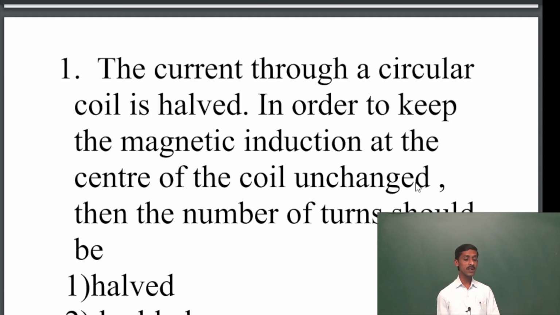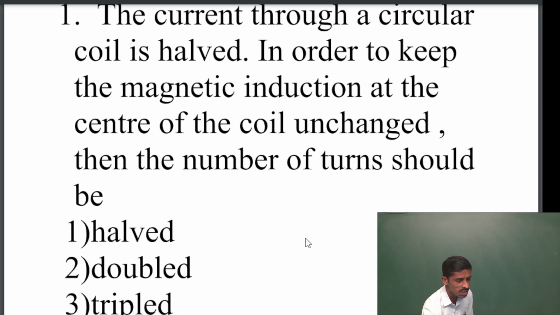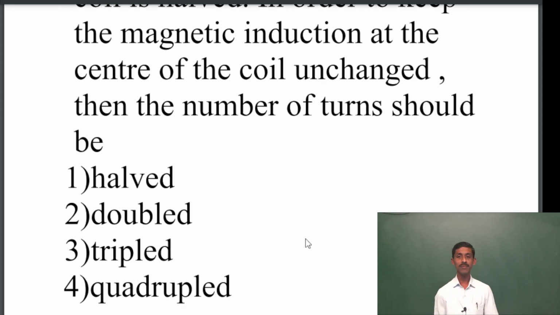See, first question: the current through a circular coil is halved. In order to keep the magnetic induction at the center of the coil unchanged, the number of turns should be? So the current in the circular coil is reduced to half. In order to have the same amount of magnetic field at the center, how should the number of turns be?